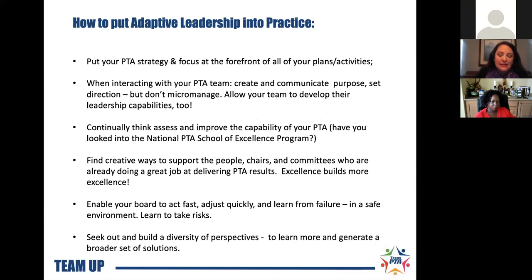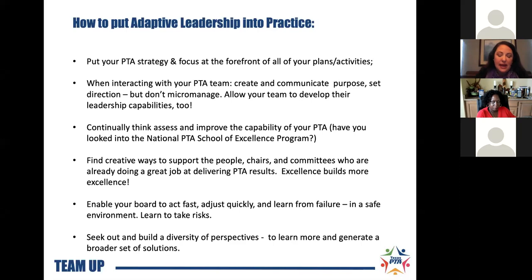So what exactly does this look like in your PTA? All of the following are practices that we believe that you can start putting into action in your local PTA today. First, you can put your PTA strategy and focus at the forefront of all of your plans and activities. When you're interacting with your PTA team, you can create and communicate purpose, you can set direction, but you don't need to micromanage. You can allow your team to develop their leadership capabilities too, because you're always thinking about that next leadership member.